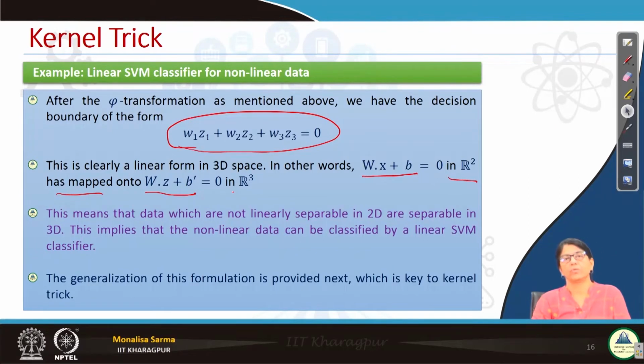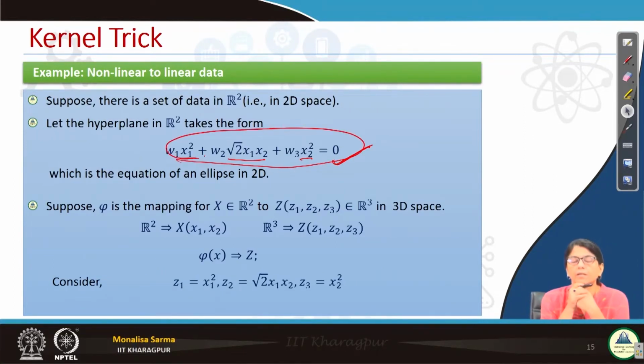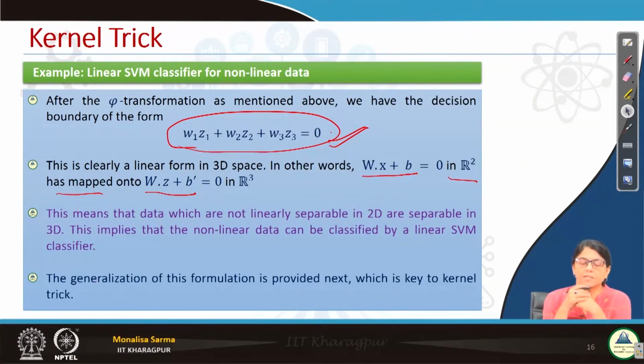Fine. So, in 2 dimensions it was w dot x plus b is equal to 0, which we have mapped to 3 dimensions as w dot z plus b dash is equal to 0, using a different intercept b dash, that is in R3. This means the data which are not linearly separable in 2D are now separable in 3D, because this is a linear plane. This plane separates the data. Earlier, what was separating the data? It was a hyperspace that was separating the data. Now, we have transformed it into a linear plane. This linear plane is now separating the data.